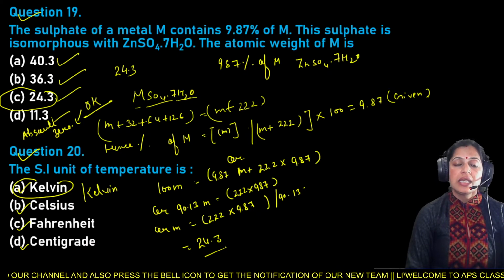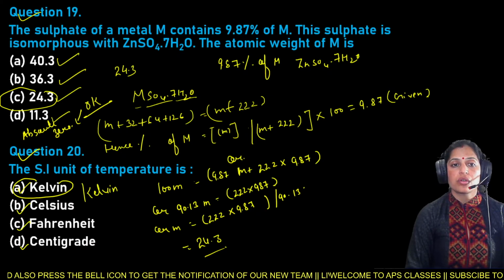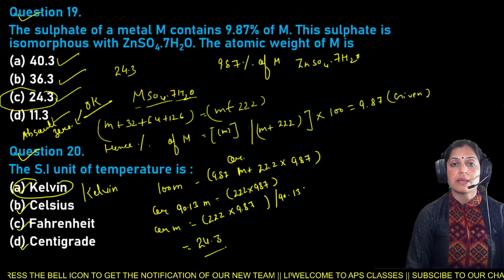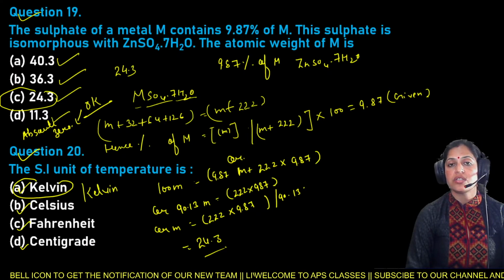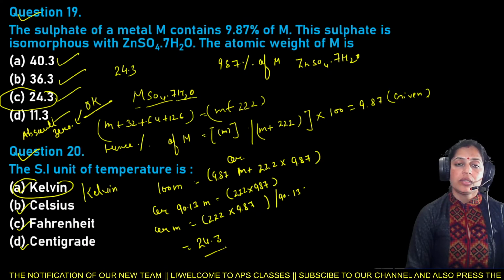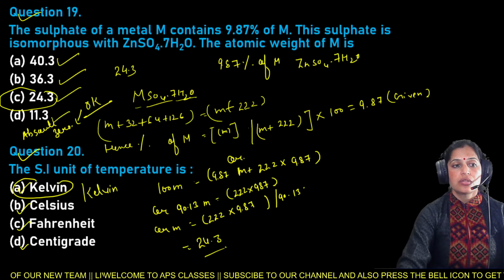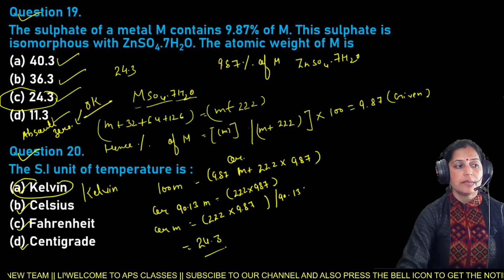So here we complete 20 important MCQ questions or objective questions from the chapter Some Basic Concepts of Chemistry, which is for class 11th. Regarding this chapter we discussed 20 important MCQ questions. So this is all about this chapter.